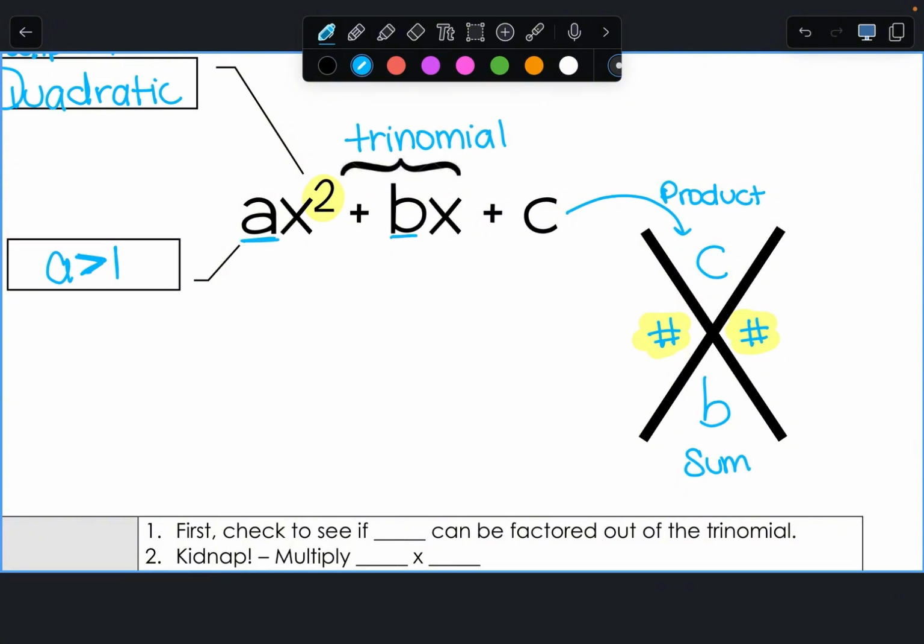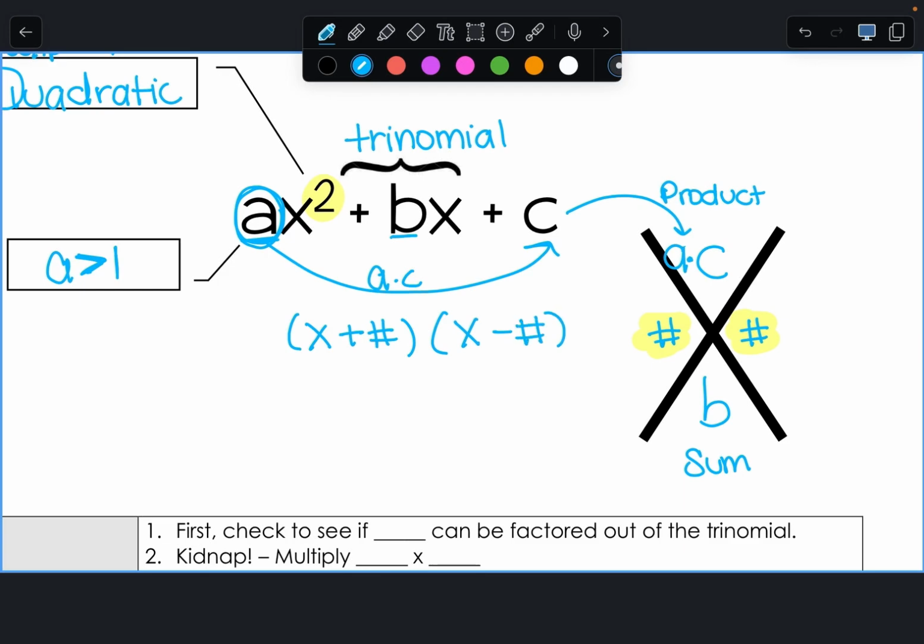So what do we do with the A? Because there is a number in front of x squared, what you end up having to do is multiply A times C. So, the product is going to be the multiple of A and C. You still solve it the same way. So, you get x plus a number, or x minus a number, depending on whether it's positive or negative.